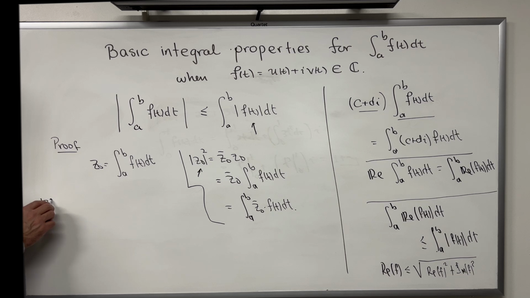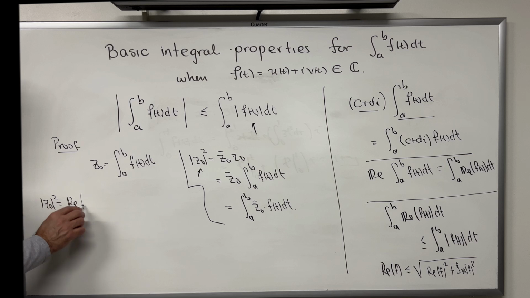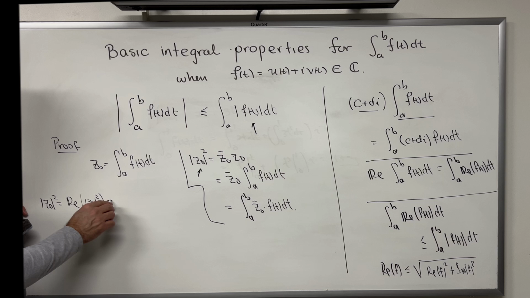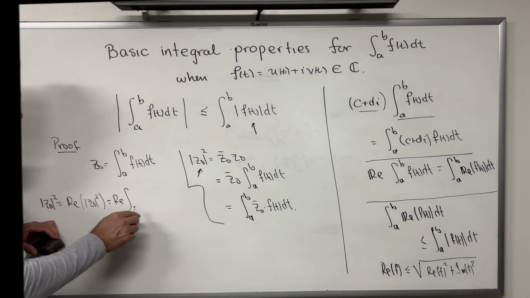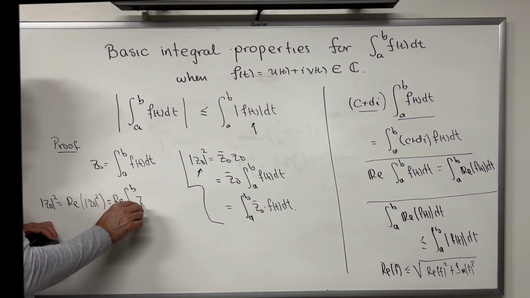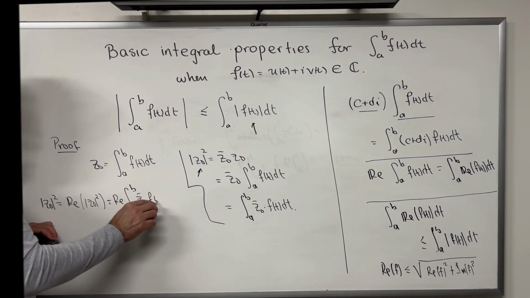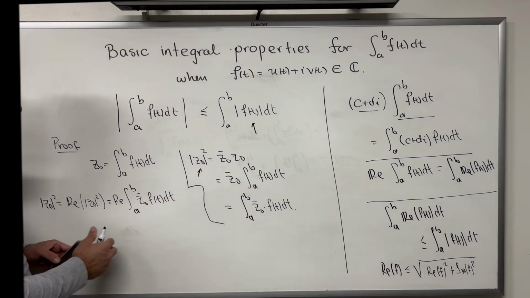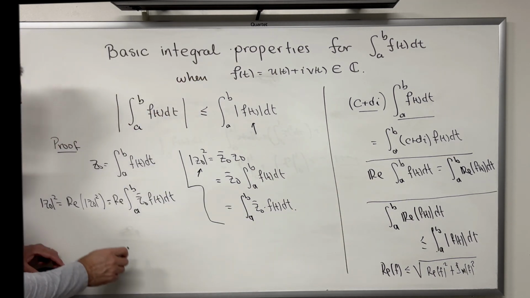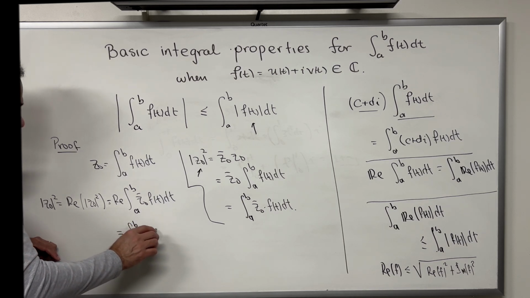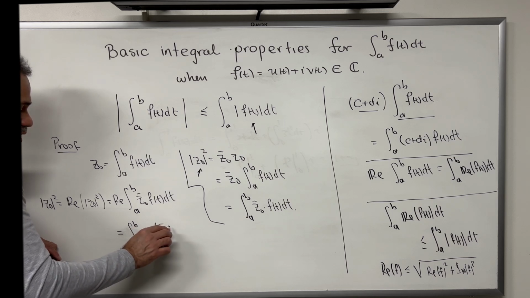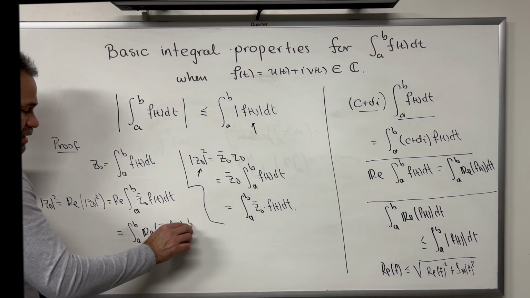Okay, we have this property, and now since this is a real number, then we have that the norm of c sub 0 squared is the same as the real part of the norm of c sub 0 squared, and this is equal to the real part of this integral, the integral from a to b of c sub 0 conjugate times f of t dt. And now we use this property, and then we can write this as the integral from a to b of the real part of c sub 0 conjugate times f of t dt.